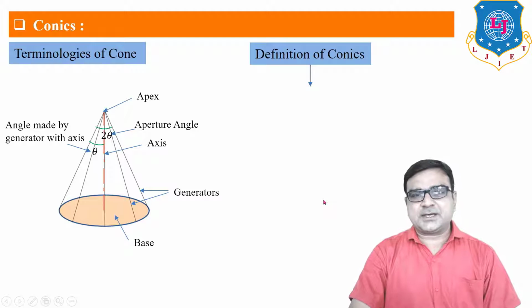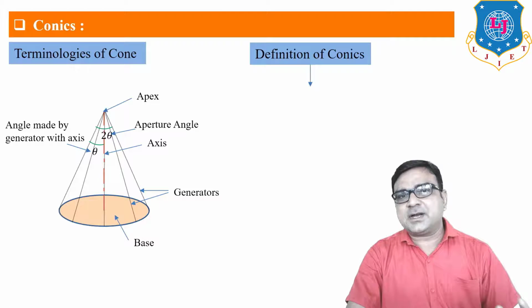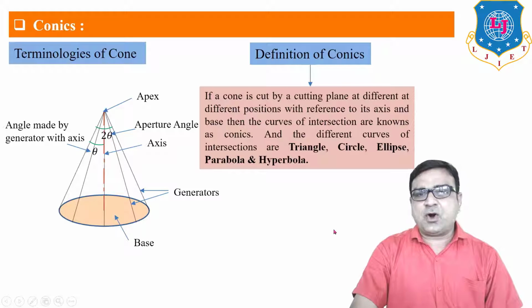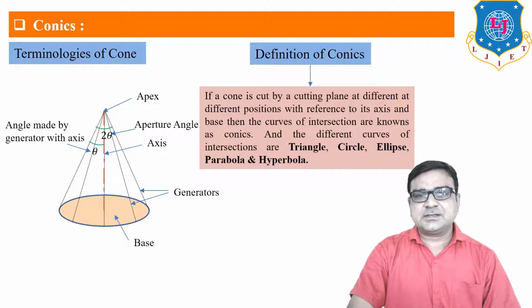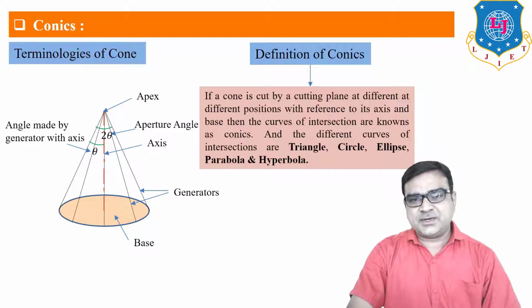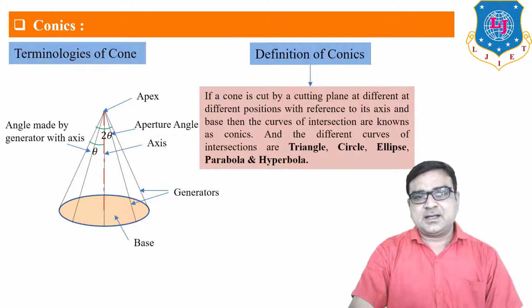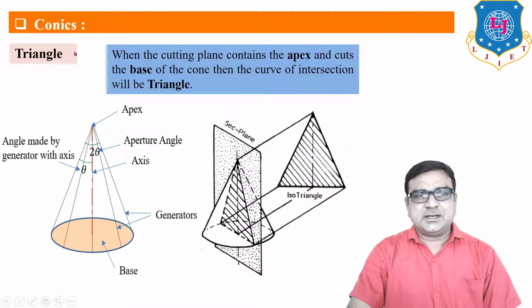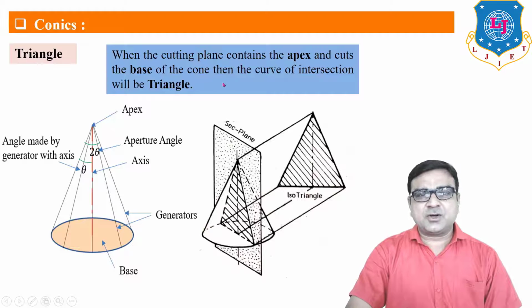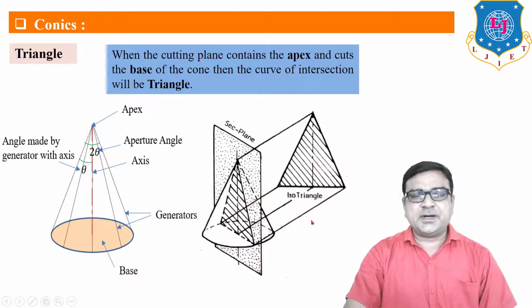Now, the definition of conics. How are conic curves developed? If a cone is cut by a cutting plane at different positions with reference to its axis and base, then the curves of intersection are known as conics. The different curves of intersection are triangle, circle, ellipse, parabola, and hyperbola. Triangle: this is my cone, and when the cutting plane contains the apex and cuts the base of the cone, then the curve of intersection will be a triangle.